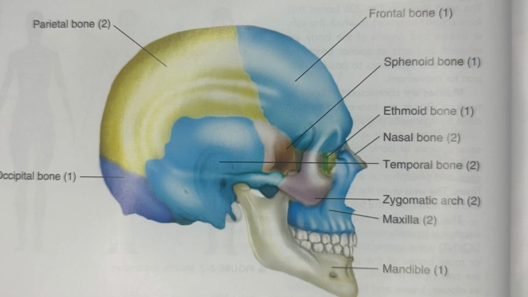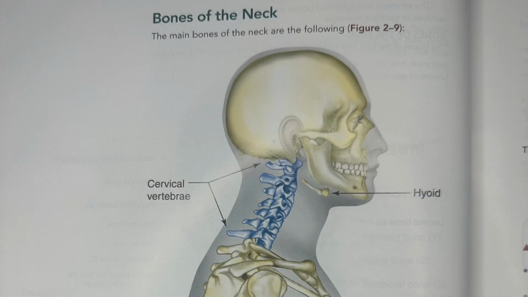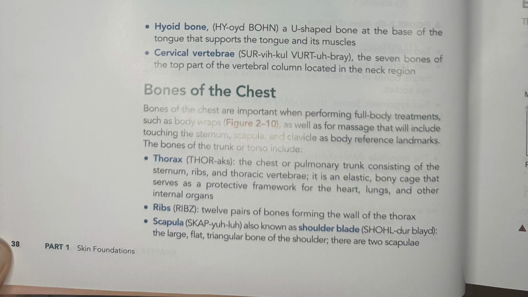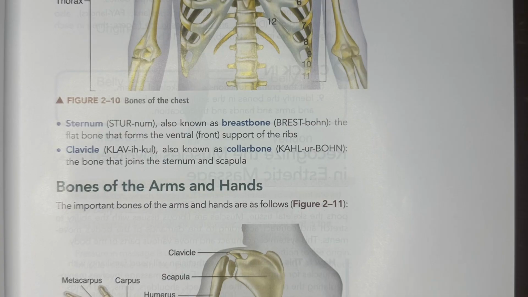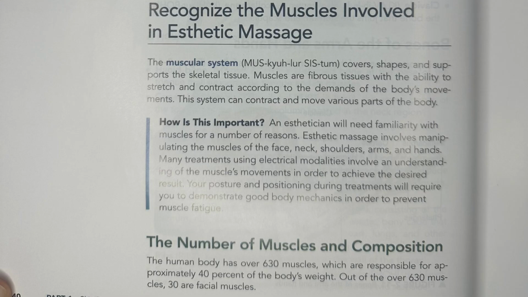Bones of the skull, cranium and facial bones. Bones of the neck, cervical vertebrae, hyoid bone. Bones of the chest, sternum, ribs, thoracic vertebrae. Bones of the arms and hands, humerus, radius, ulna, carpals, metacarpals, phalanges.